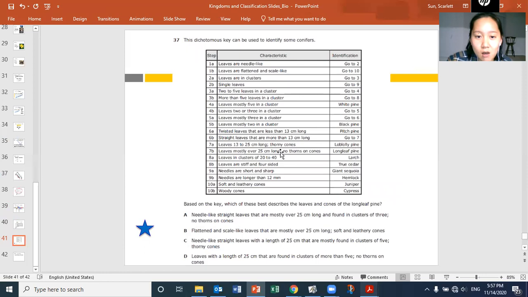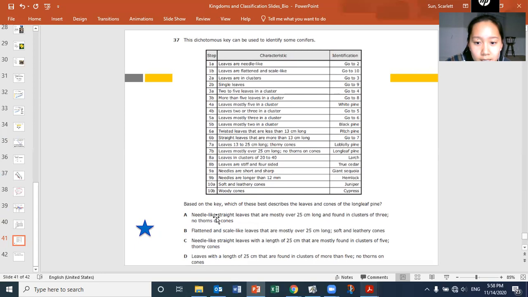So we know that the longleaf pine has leaves mostly over 25 centimeters long and has no thorns on the cones, okay? So any answer that doesn't say leaves mostly over 25 centimeters and no thorns on cones is not going to be correct, okay? So that means thorny cones right here, C, is out. We're not doing C, okay? And then soft and leathery, we don't know yet, right? And we say that leaves are mostly over 25. So this says leaves with a length of 25? No. Okay, so C and D are both out right now, okay?